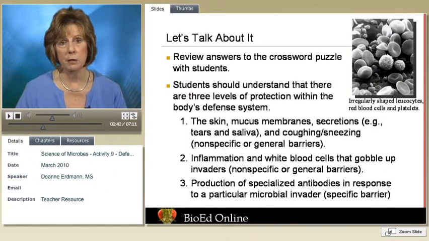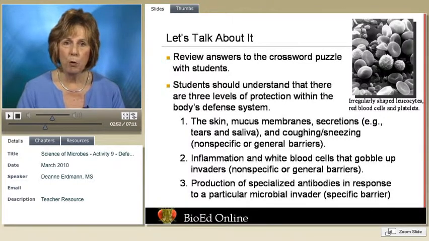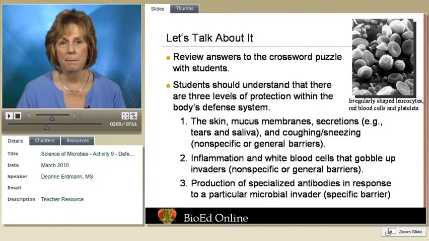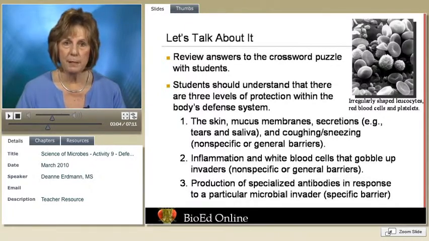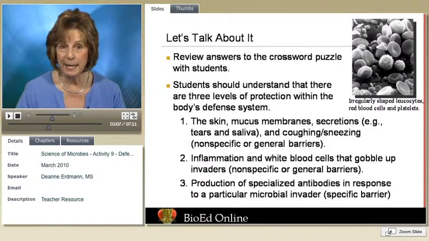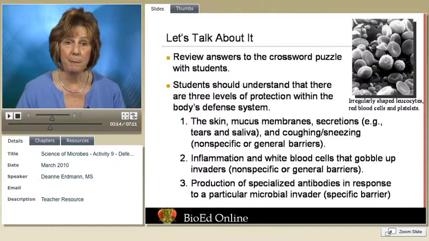It's important for them to understand that in our body we have 3 levels of defense. And I'm sure that most students would totally take it for granted, the importance of the skin, the mucous membranes, various secretions like tears and saliva, coughing. All of those are barriers to microbes. If they doubt the importance of the skin, just think about what happens if they get a little tiny cut. Immediately they're afraid of infection. They need to use some kind of antiseptic to clean it off and protect it from outside microbes.